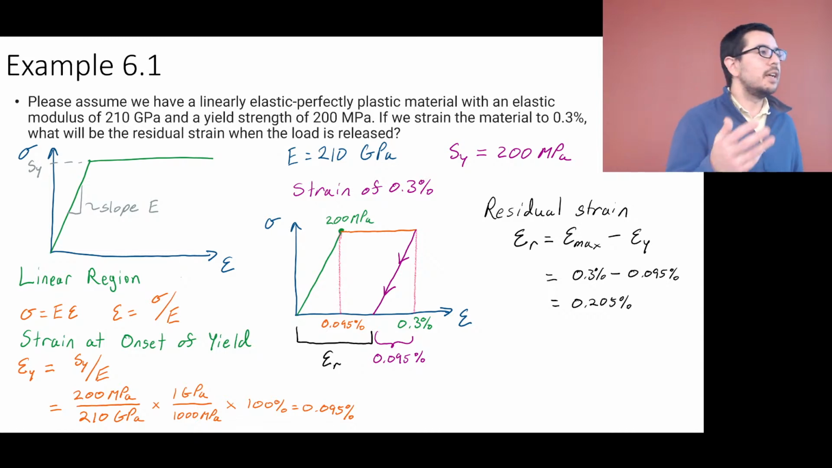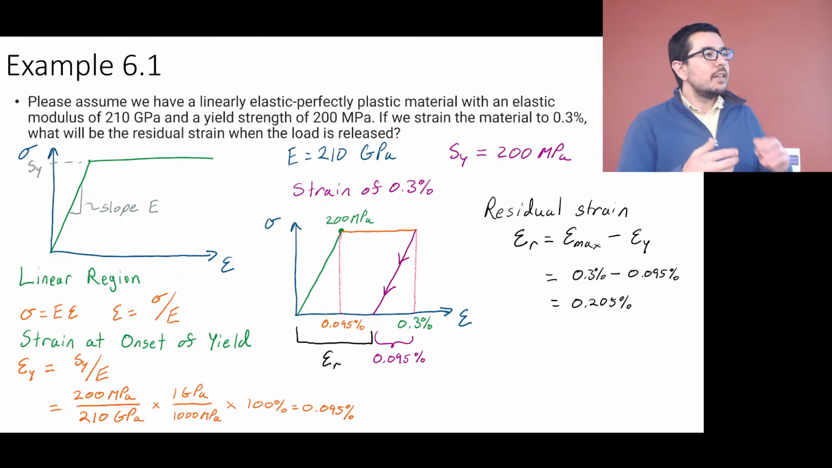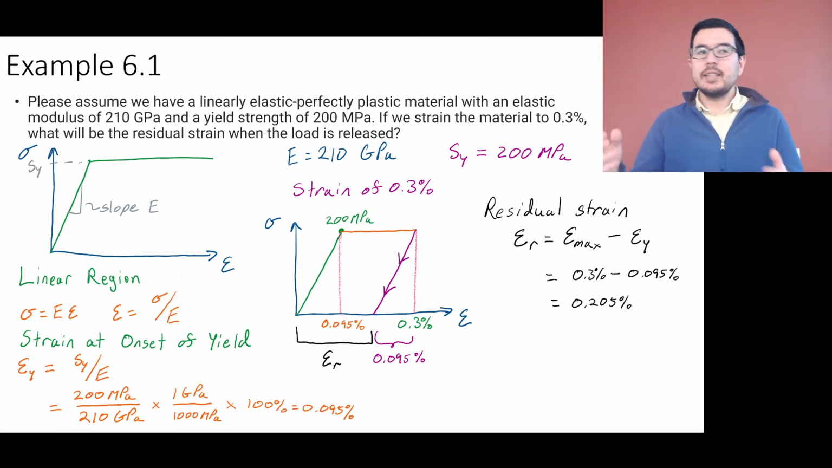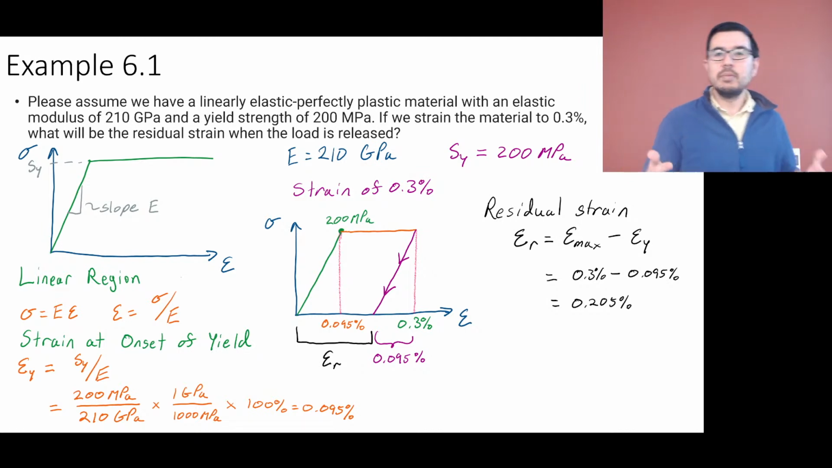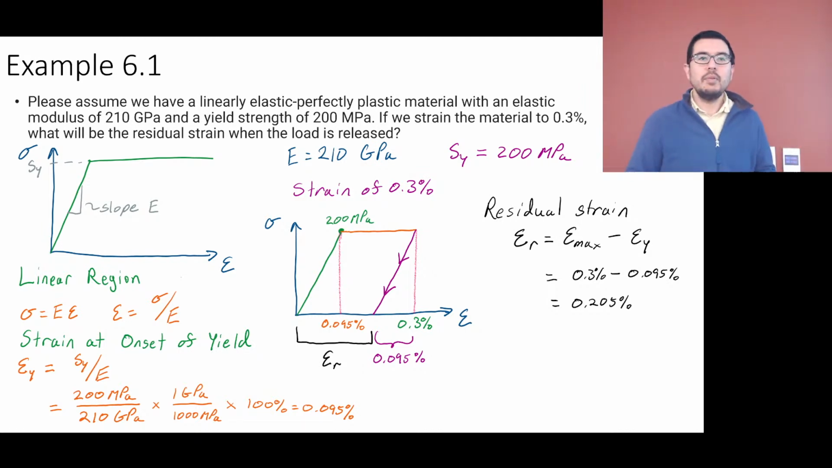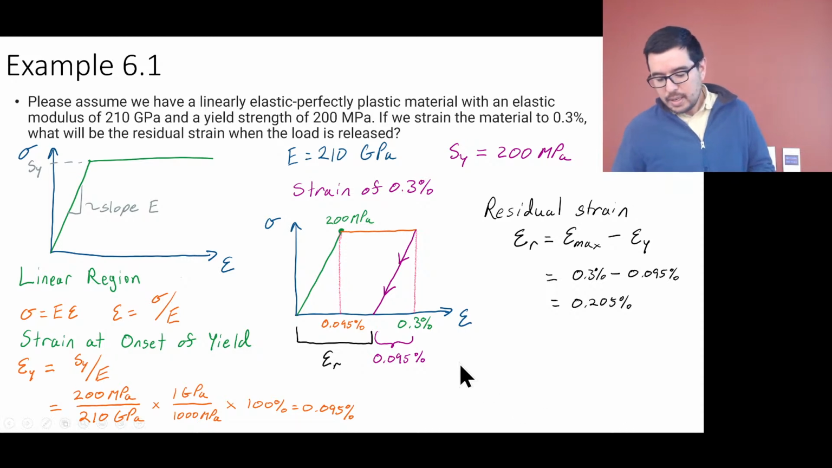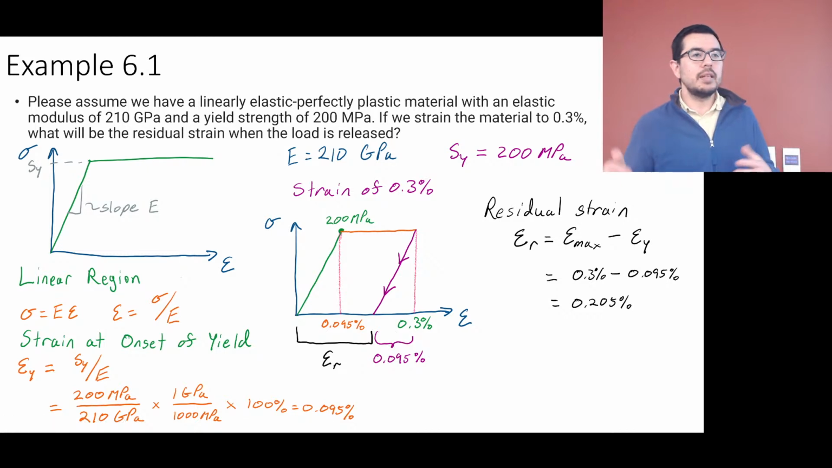Any questions on that? When we do a step-by-step, it's pretty straightforward, right? Pretty simple. But the problem probably sounds a little bit intimidating, especially the first time doing it. This shows one of the uses, though, of this linear elastic, perfectly plastic model. It gives us an ability to estimate what the permanent deformation might be in a material, and in this case, in a bar.